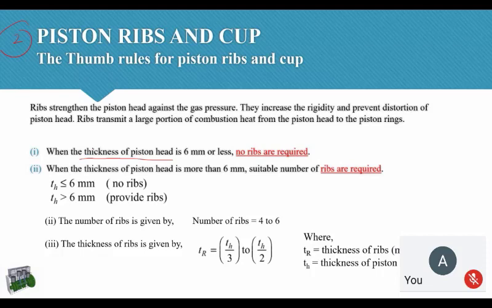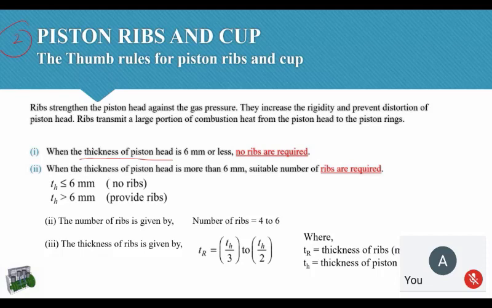Mind you, these ribs not only provide the rigidity and strength to prevent the distortion, but they also help in dissipating the large amount of combustion heat from the piston head to the piston ring. Why? Because they are integrated, connected to the inner surface, nearer to the boss and the connecting rod. That is why they also take part in the heat dissipation. So they also take a large amount of heat.